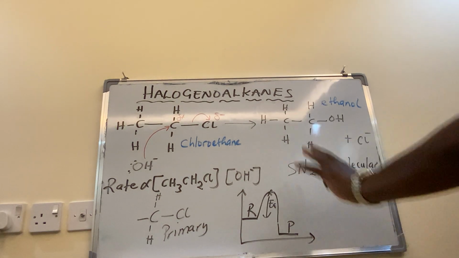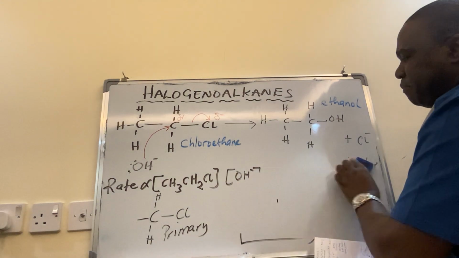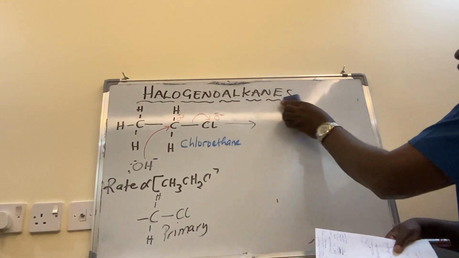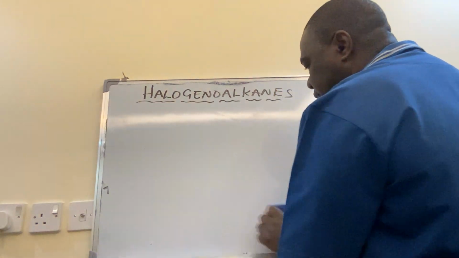So this is the nucleophilic substitution for a primary halogenoalkane. I've shown the mechanism here. My arrows are so clear. And then we have our product there, which is ethanol. Right, let's move to our tertiary halogenoalkane, and let's see whether the story is going to be the same or different. I've done the primary, and we're now going to look at the tertiary.